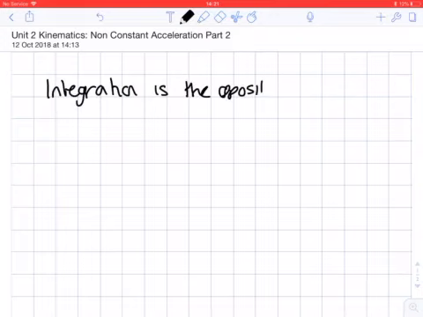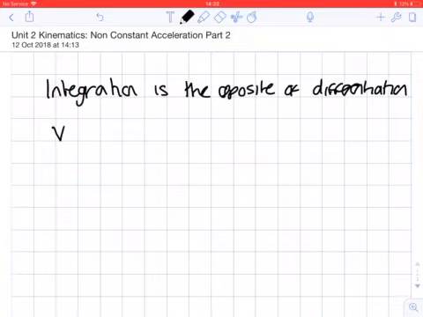And obviously you may have had some experience of differentiation and integration if you're already well into Unit 1 or you did the Add Maths course. So if you recall from our previous video, velocity is given by dx by dt, i.e. the differential of x with respect to time.